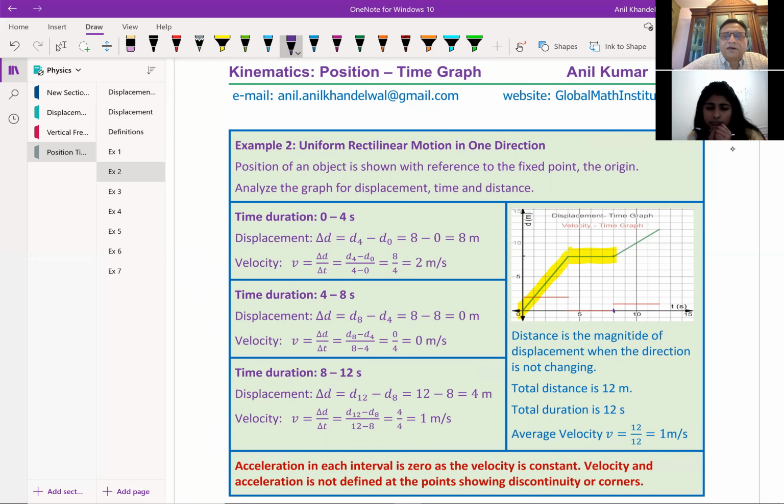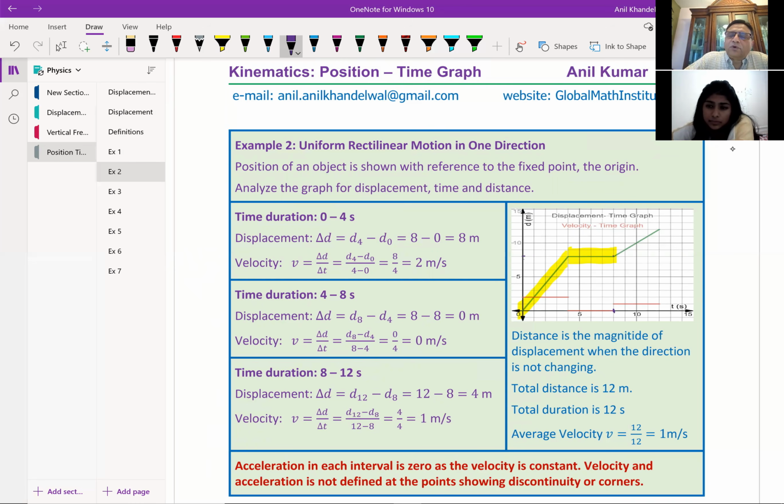Now, this kind of a graph also will give you one important thing: during calculations you'll find that if you're not changing the direction, in that case the magnitude of displacement and distance will be same. So distance traveled will be same as the magnitude of displacement if it is not turning, correct? That is important to see.